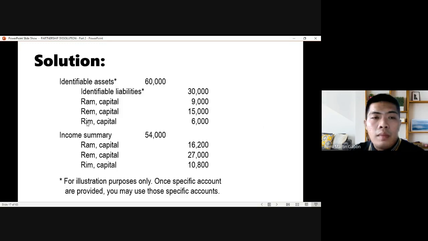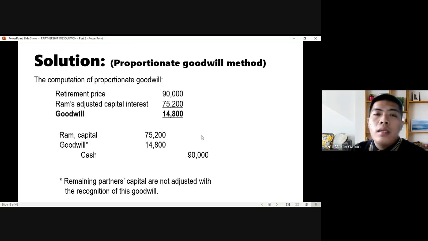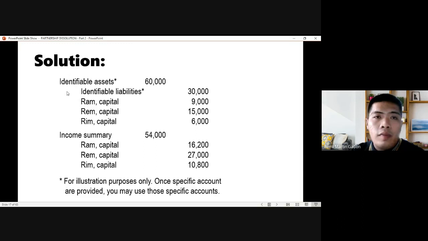Then debit income summary for 54,000 to take effect the distribution of the 54,000 net profit as of the date of retirement. So credit RAM, REM, and RIM capital for 16,200, 27,000, and 10,800 respectively. Okay, so that was our initial journal entries for adjustment of capital balances of each partner.